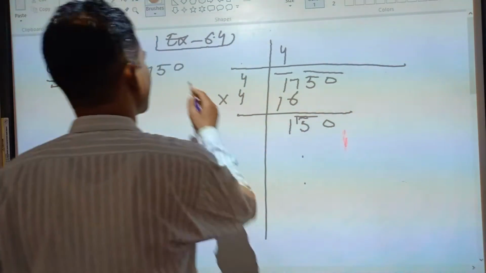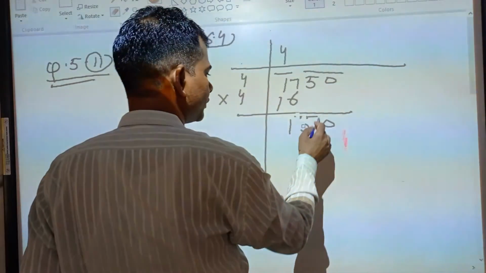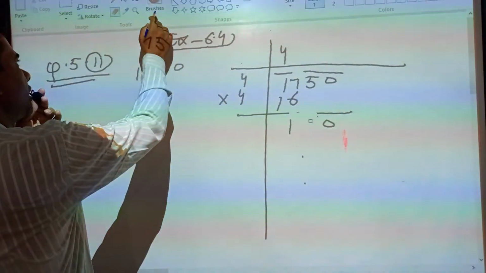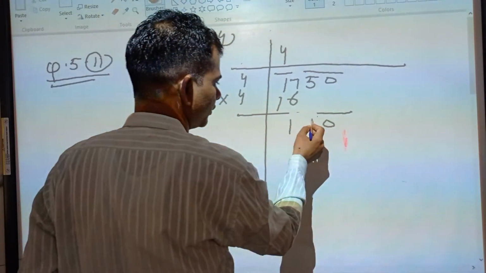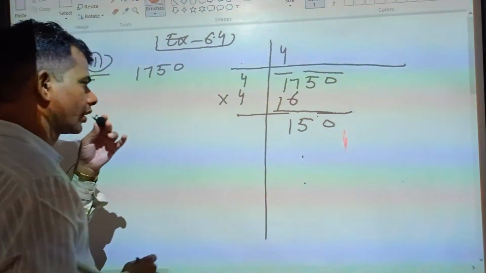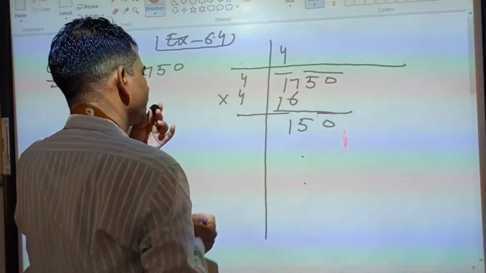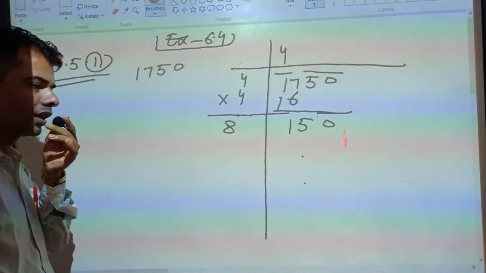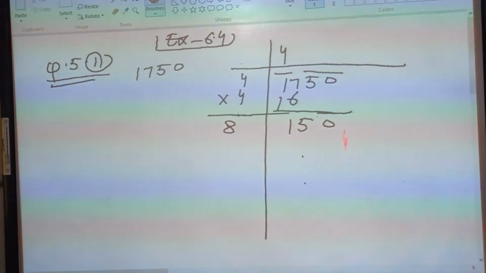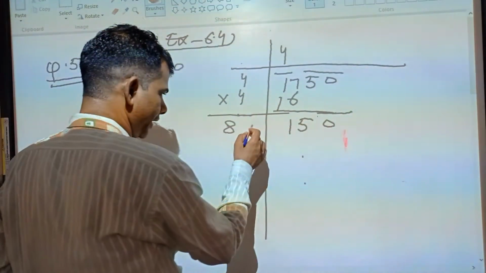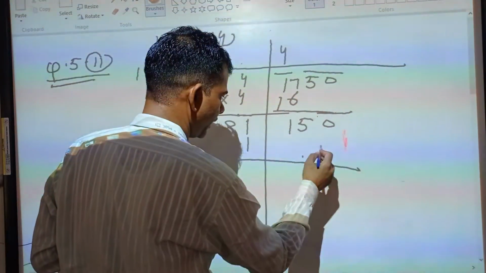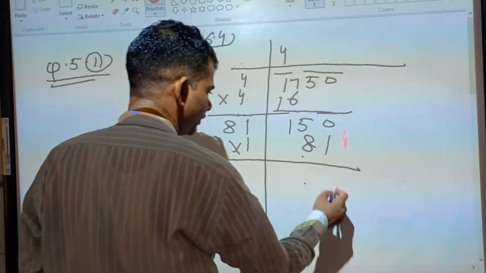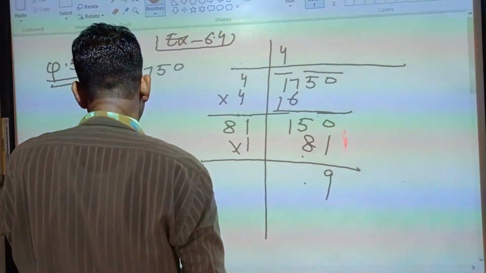It becomes 150. Now 4 plus 4 is 8. Now 8 times what is 16, which is greater than 150? So 8 1 times 1 is 81. 150 minus 81 is 69. Now 14 minus 8 is 6.